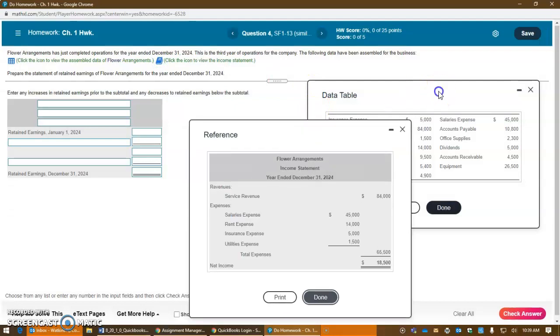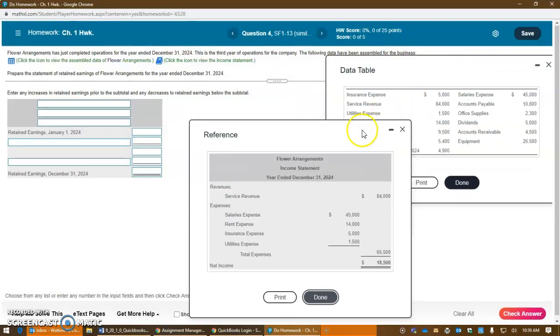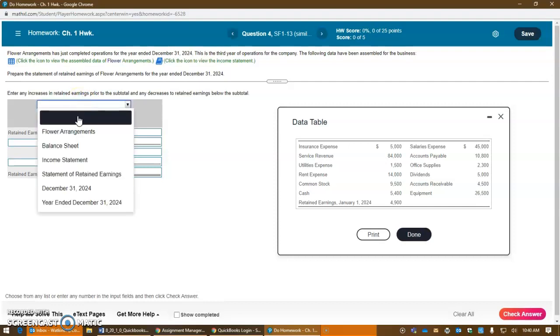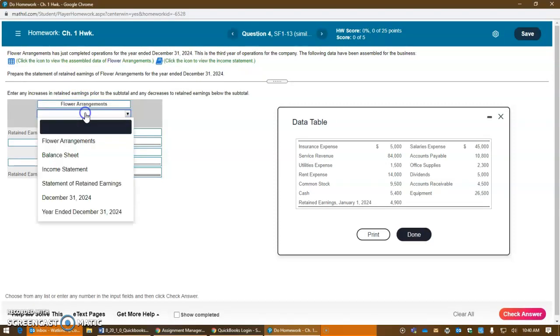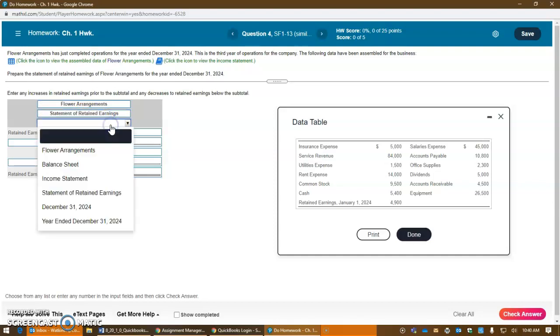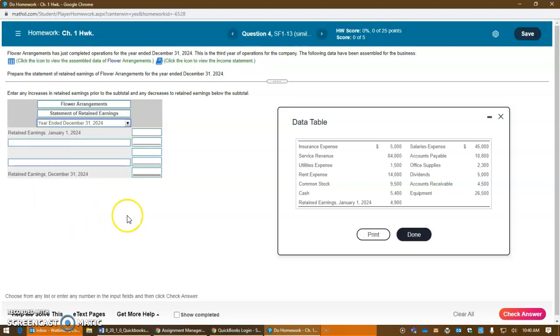They also give us the income statement, and that is why there is an order, because there's a number on the income statement that we're going to need in order to prepare this statement. Okay, so let me close that out. All right, we've got the heading. So remember the name of the company, the name of the statement, and then the period of time. If you read the instructions, it says for the year ended. So year ended December 31st, 2024 goes next.